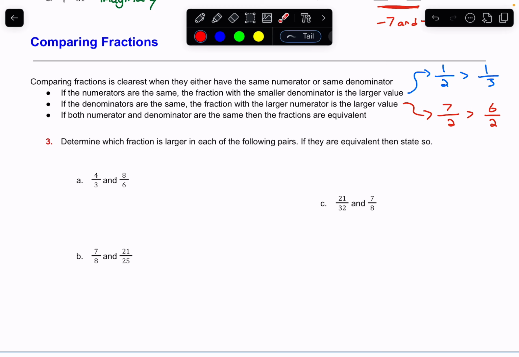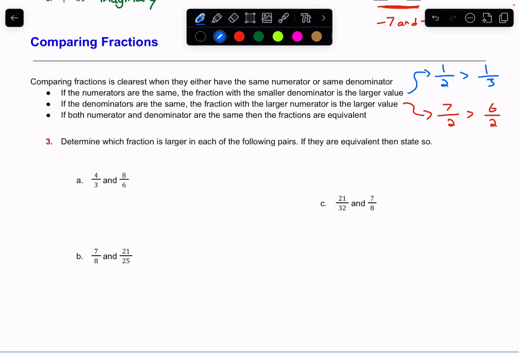All right, and then the last bullet point, we already know this, but if the numerator and denominator are both the same, then the fractions are just equivalent. So what we're going to do is convert some fractions here, try to make some things look similar. So for the first fraction, part A here, we're going to rewrite this so that they have a common denominator.